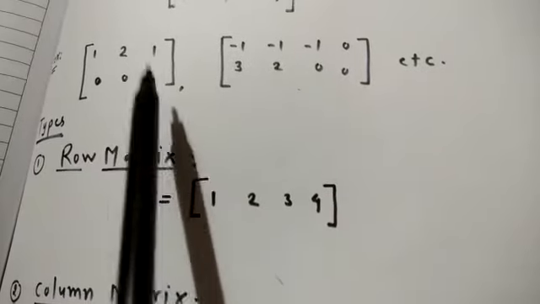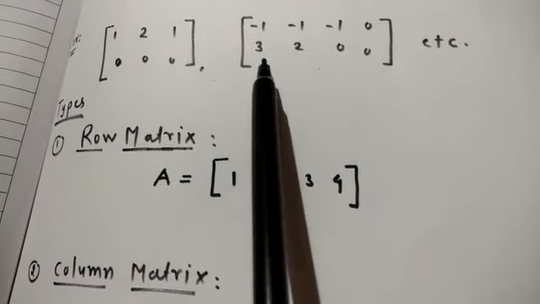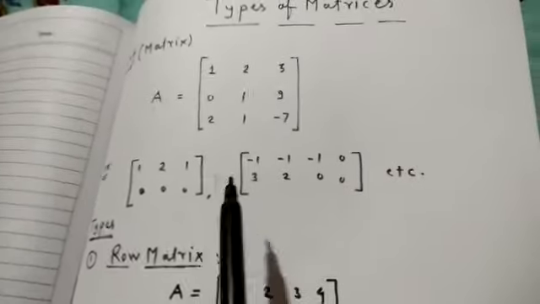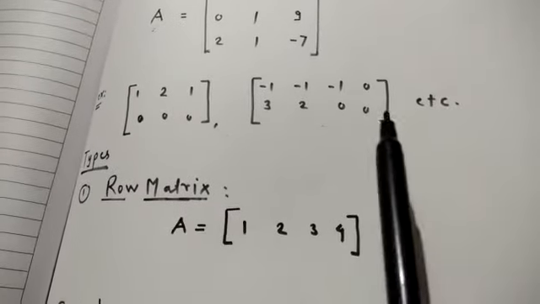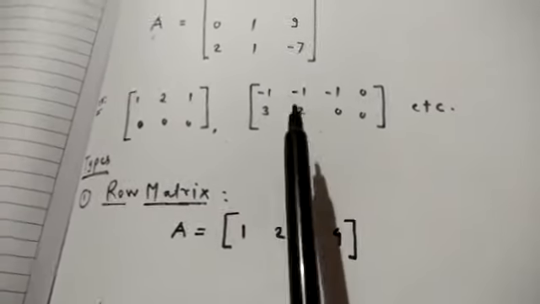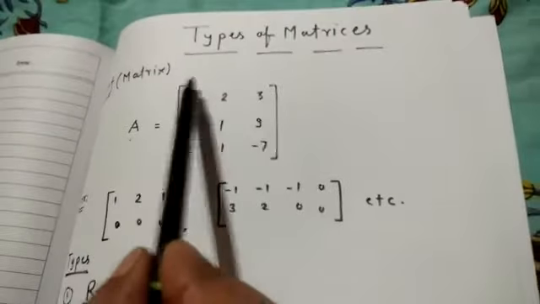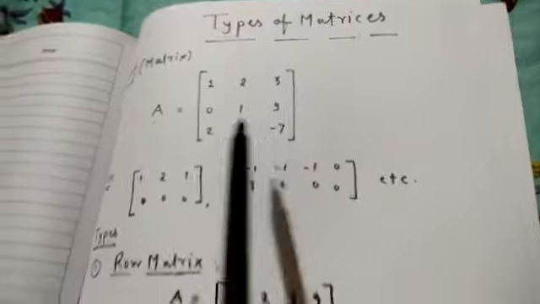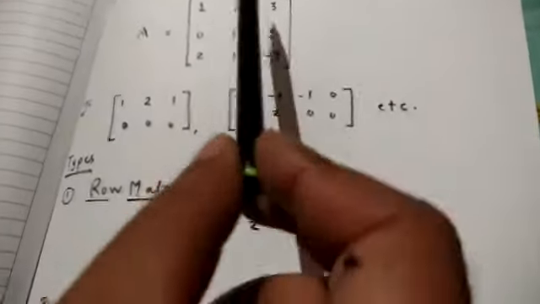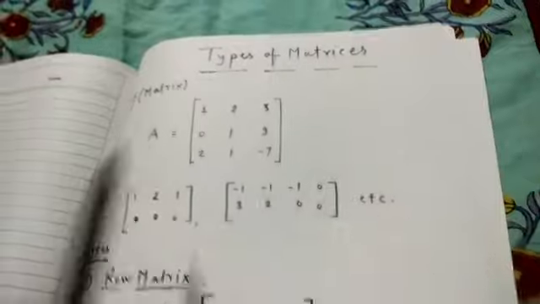It means in a matrix, it is not necessary that rows and columns should be equal. Rows and columns may be equal and may not be equal. The only necessary condition is that there should be some numbers surrounded by the square bracket. It becomes a matrix. Now come to the topic. Our topic is types of matrices.